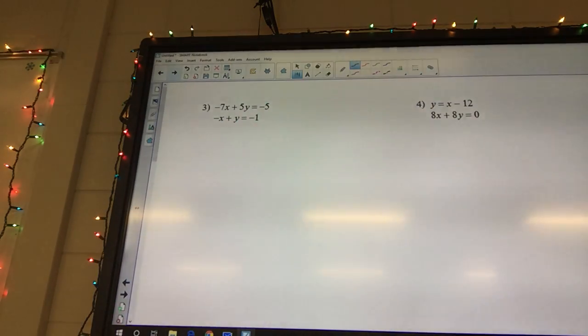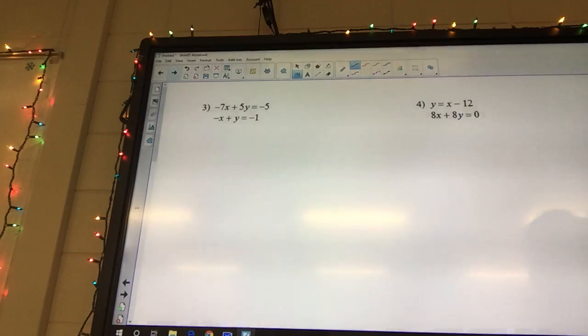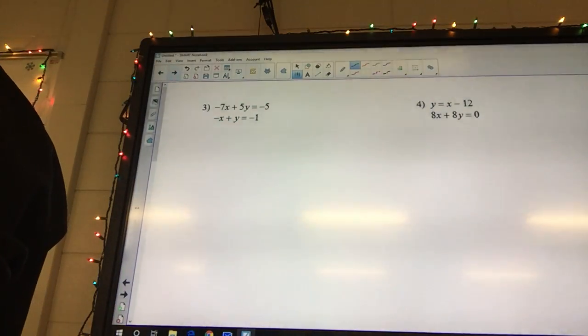Okay, is one of these solved for y? No, and so we need to pick one solved for y. And on this one, I'm going to write you some instructions. I would highly suggest that you copy them down so you can use them tomorrow.